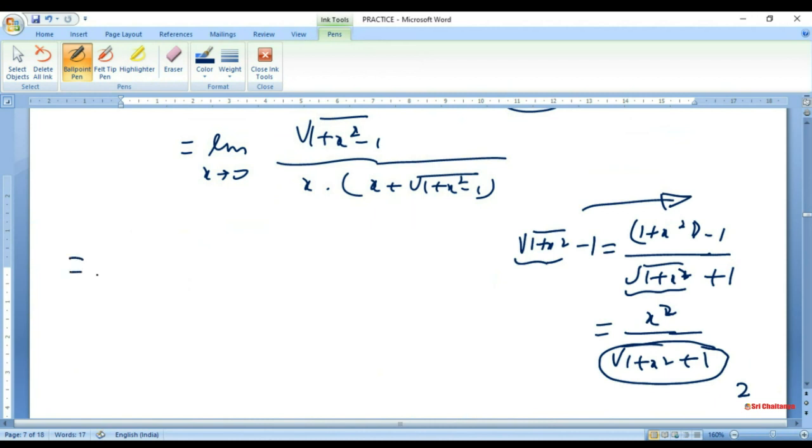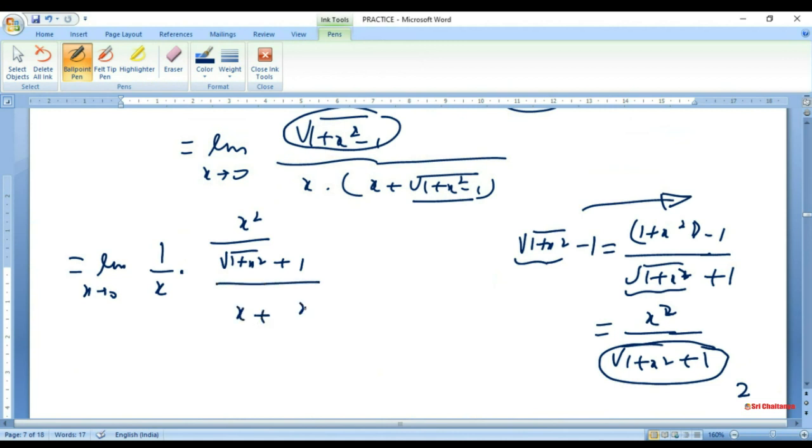So I will write now the limit of x tends to 0, 1 over x separate. This number I will put here also and here also. So that is x squared upon root of 1 plus x squared plus 1, and upon x plus x squared upon root of 1 plus x squared plus 1. Notice how I have played only with this part, not the whole. That would have spoiled the game.